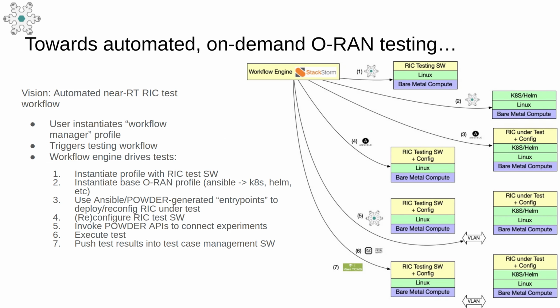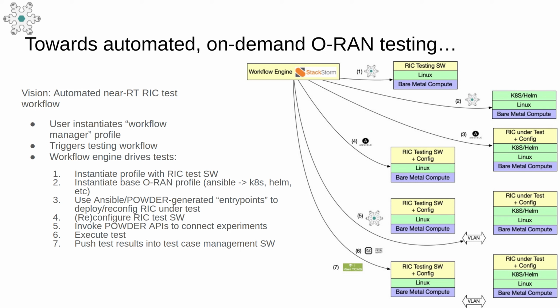So here's our eventual vision and the demo that we want to get to, which is to provide this automated near real-time RIC test workflow where the user instantiates this workflow management profile to get their own private StackStorm workflow engine and test case management area to play around in and to trigger the workflows. Triggers from external systems, of course, could trigger these workflows as well. And then the workflow engine simply runs the test cases and test scenarios that are loaded into it.